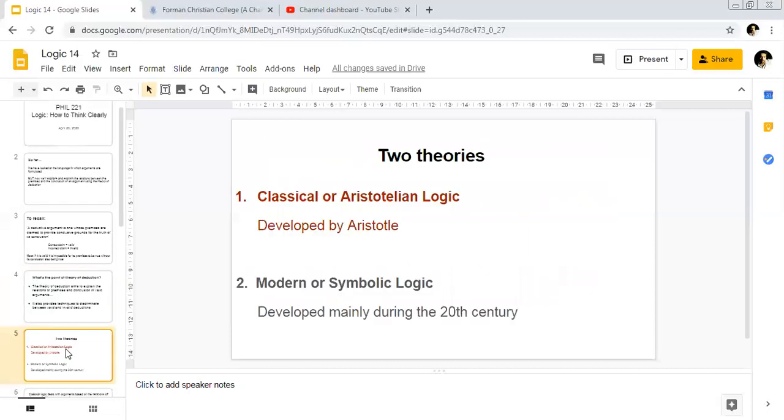There are two theories up till now, at least this is what the book says. We have the classical or Aristotelian logic, which was developed by Aristotle over 2000 years ago, and it was the main theory of deduction up till the 20th century when symbolic logic came about. Symbolic logic is also the modern form of logic which is being used nowadays, but it is still based on the Aristotelian one because that was what logic was all about for over 2000 years.